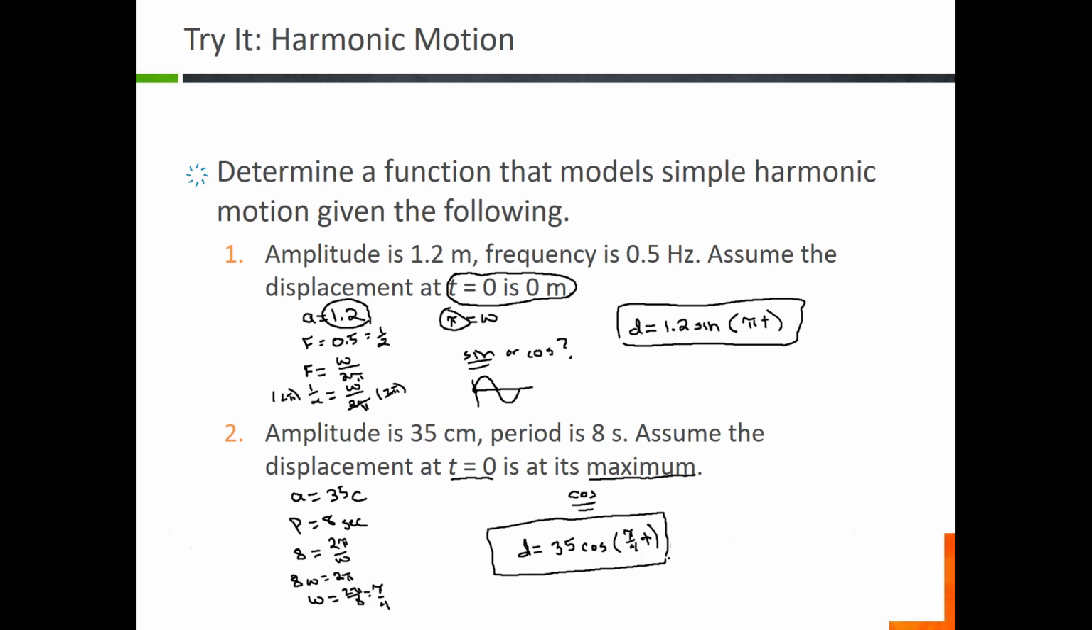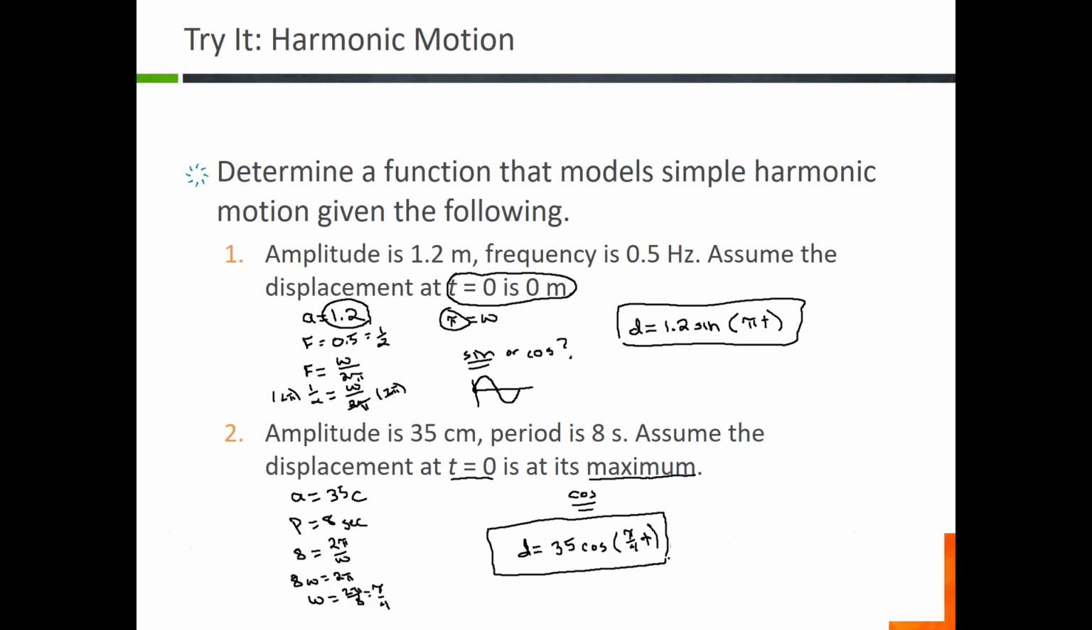So they're very similar problems. In the first one, we gave you frequency. In the second one, you have period, but they're just reciprocals of each other, and it's not hard to figure out omega. And then in the first one, we're given a 0 displacement to start with, which is sine. In the second one, we have a maximum displacement, which is a cosine.